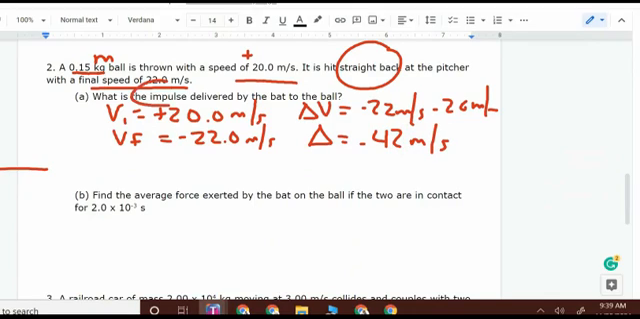Now, why did I do that? Well, I wanted the impulse. Impulse is the combination of force and time, but that's not going to help me. But it also equals m delta v, and that's how I'll do it, impulse.